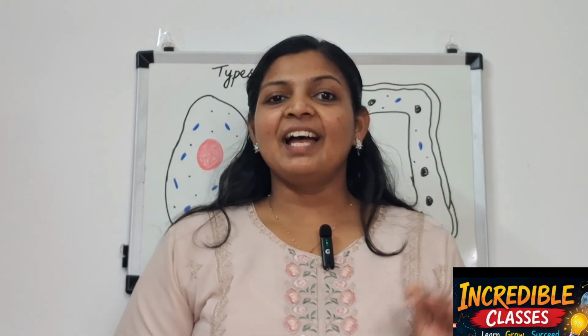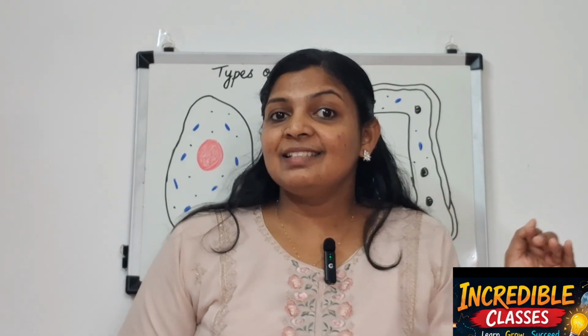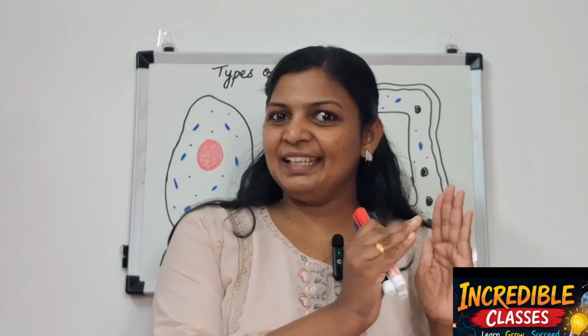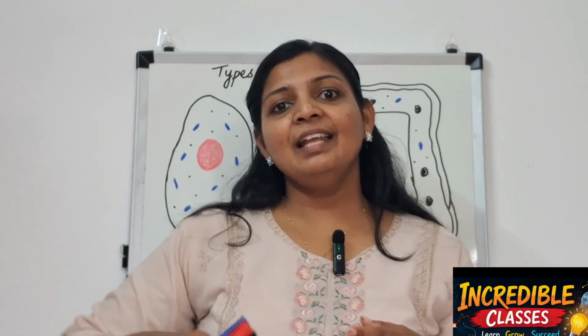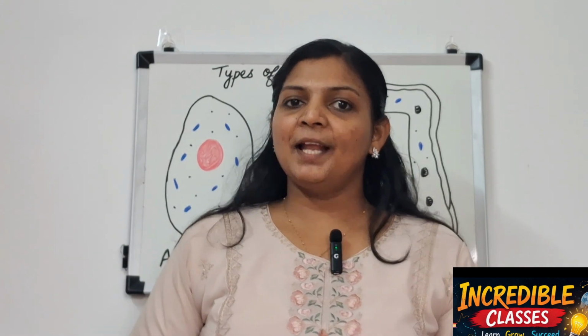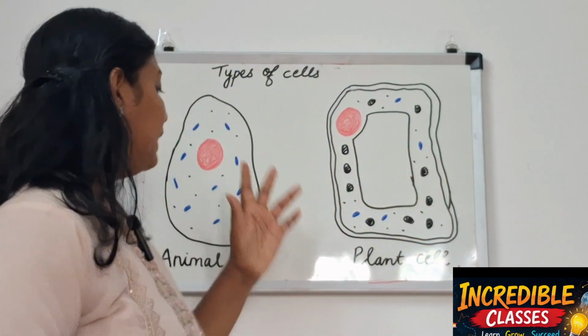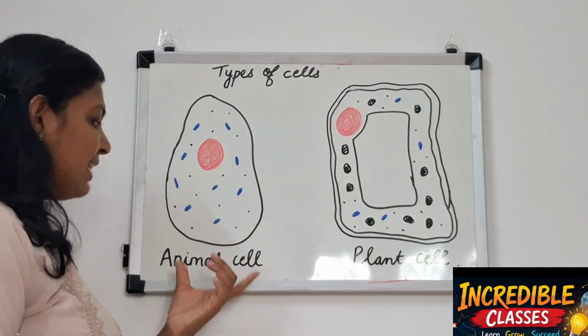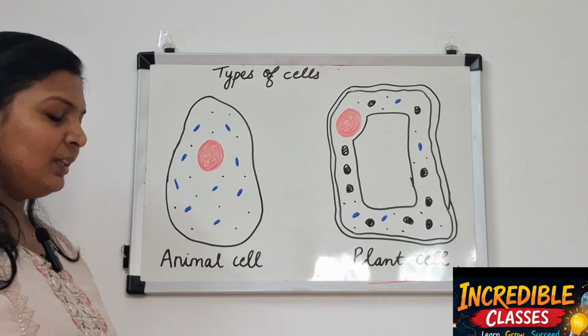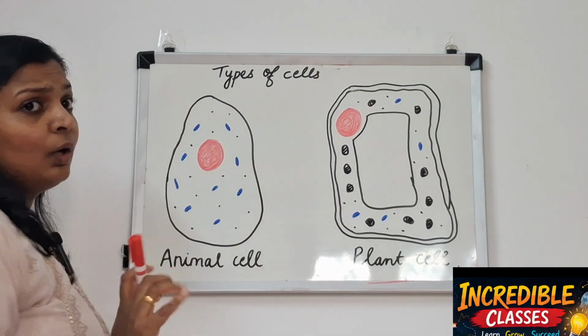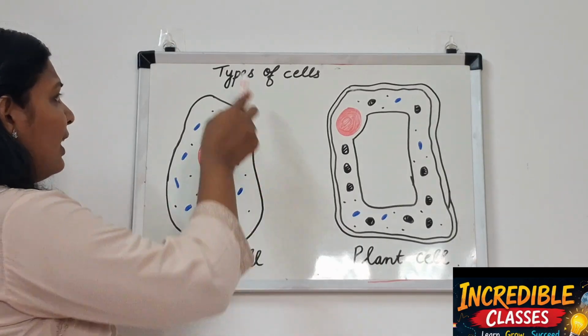We can categorize human cells and animal cells into one category. We call it animal cell, and the second one is the plant cell. So basically we have two kinds of cell, that is animal cell and plant cell. Now we will see what all these things are. Now by now you can tell what are these parts.